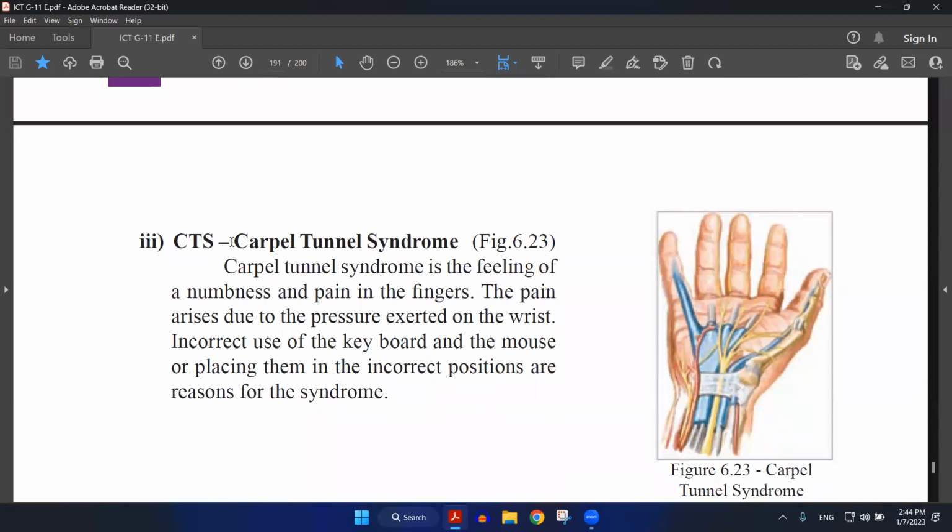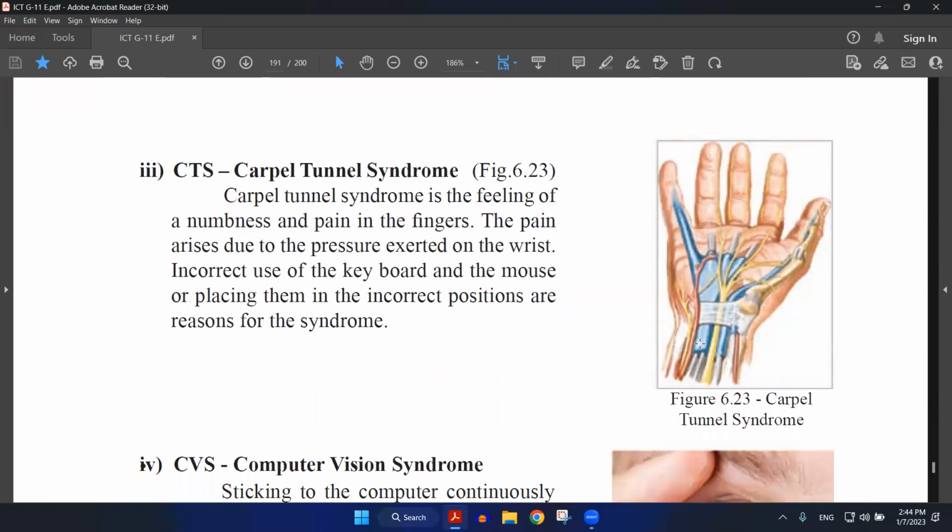The next one is CTS, carpal tunnel syndrome. As the picture shows you, this happens due to your wrist being pressed onto your table or the edge of your table for a long time, right? Most of you have this habit of keeping your wrist against the edge of the table when you are typing or when you are using the mouse. And it is not the way that you should use the mouse or the keyboard. Only your fingertips should be on the mouse or the keyboard. The rest of the arm should rest with the help of the elbow, right?